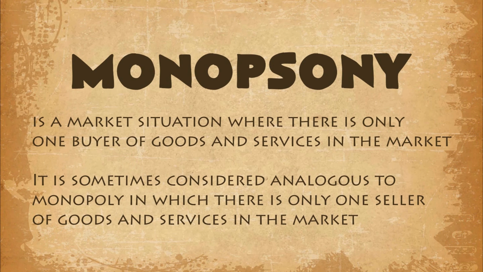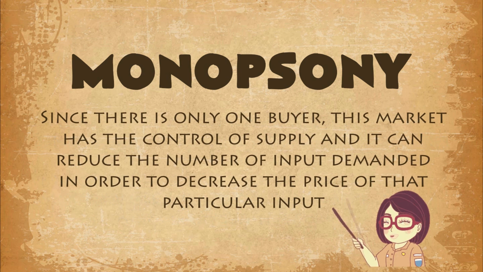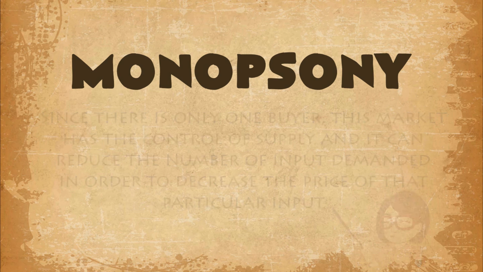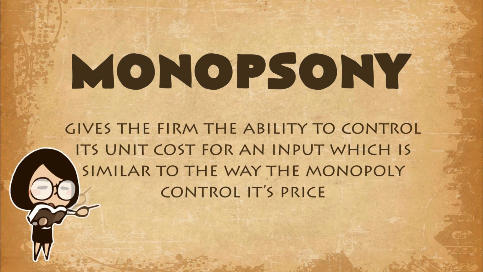Monopsony is a market situation when there is only one buyer of goods and services in the market. It is sometimes considered analogous to monopoly, in which there is only one seller of goods and services in the market. Since there is only one buyer, this buyer has control of supply and can reduce the quantity of input demanded in order to decrease the price of that particular input. Monopsony gives the firm the ability to control its unit cost for an input, which is similar to the way a monopoly controls its price.